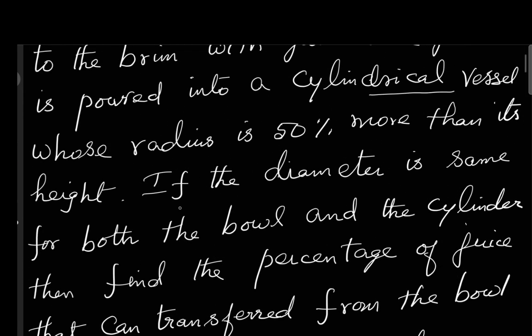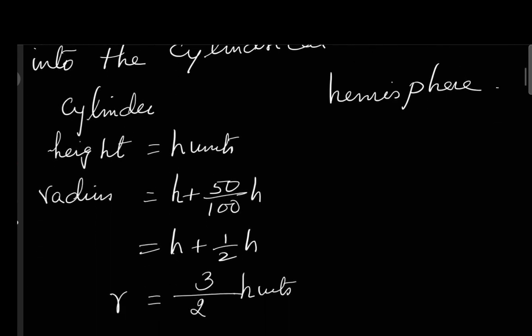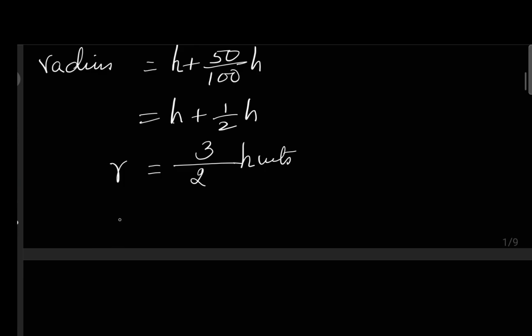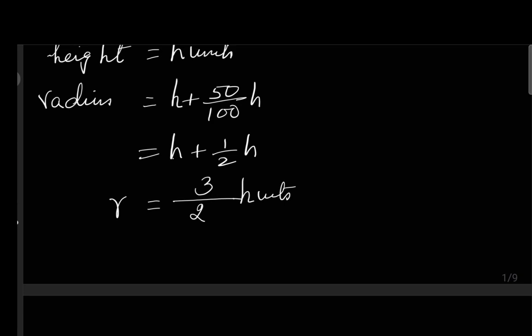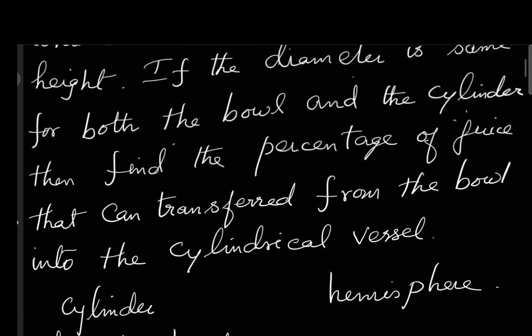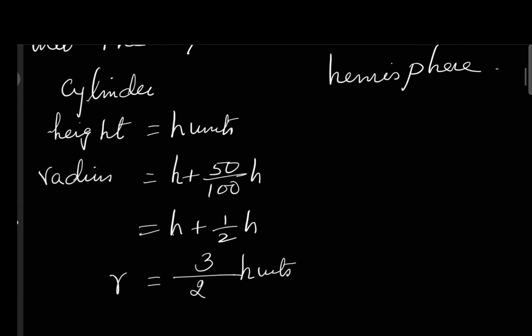Come to the second line. If the diameter is the same for both the bowl and the cylinder, so here this is the radius. The diameter is the same, so in that case the radius is also the same. Both diameters are the same, which means the radius is also the same. So what about the radius of the hemisphere? Let me take this as r1. This is the same as the radius of the cylinder, so 3 by 2 h units.